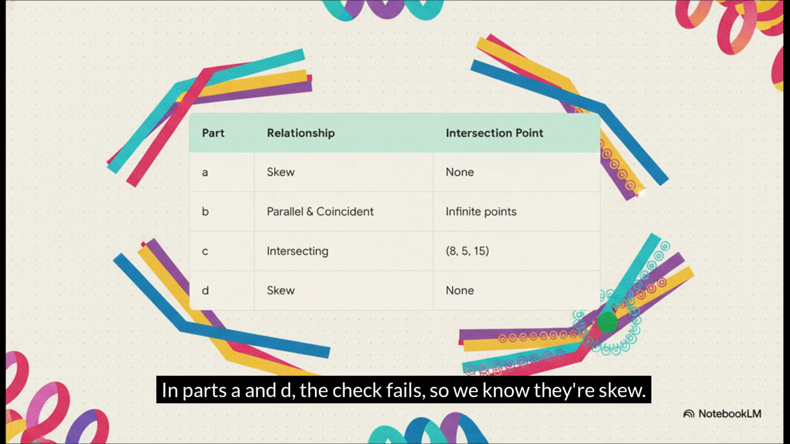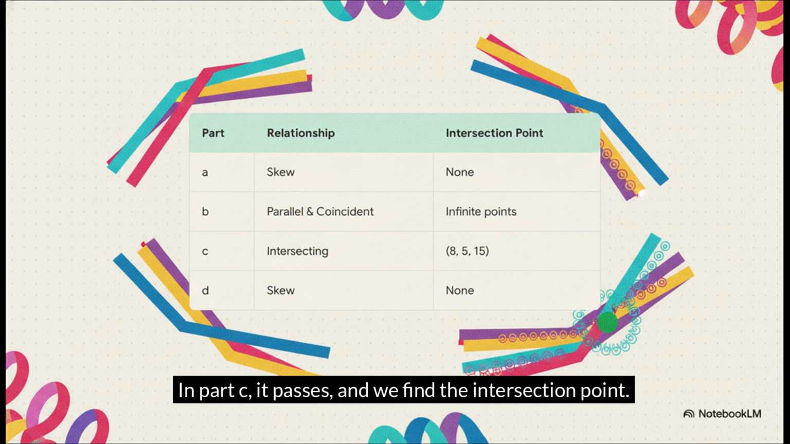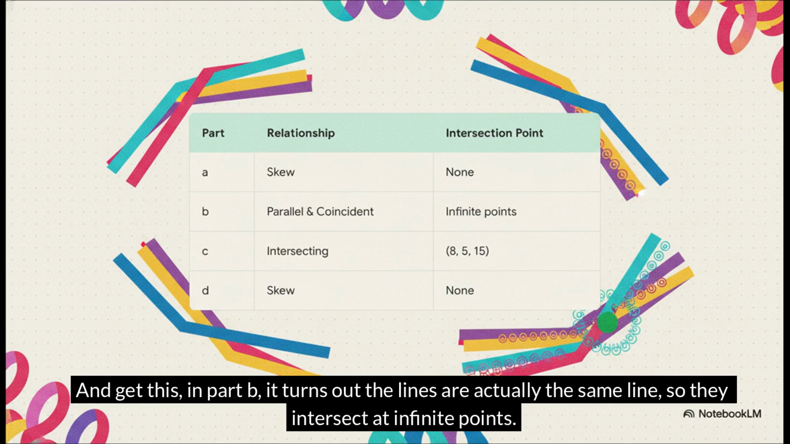In parts A and D, the check fails, so we know they're skew. In part C, it passes, and we find the intersection point. And get this, in part B, it turns out the lines are actually the same line. So they intersect at infinite points?